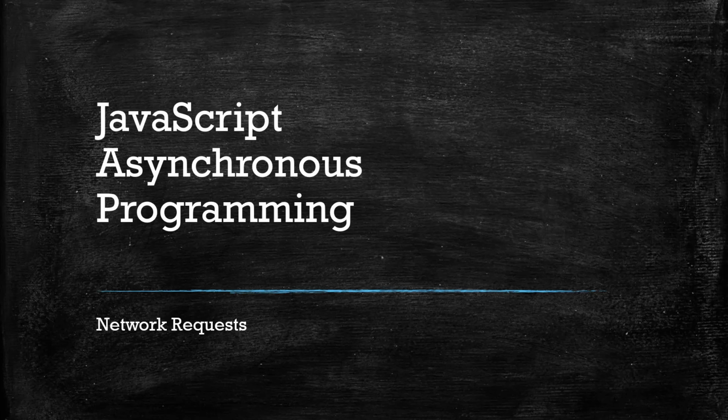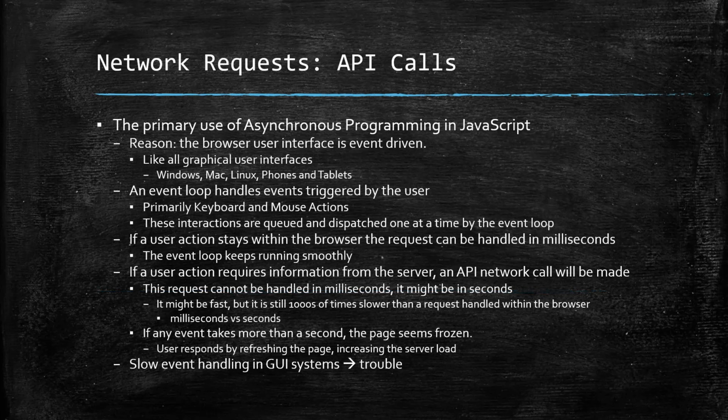So we're ready for our final lecture in JavaScript asynchronous programming. We've looked more into JavaScript callbacks and JavaScript promises, both of which are going to be used here to make network requests asynchronously. Network requests are API calls, and really this is the primary use of asynchronous programming in JavaScript.